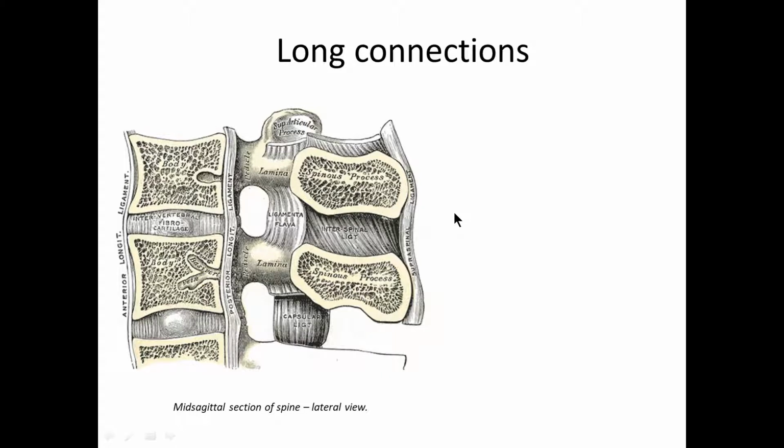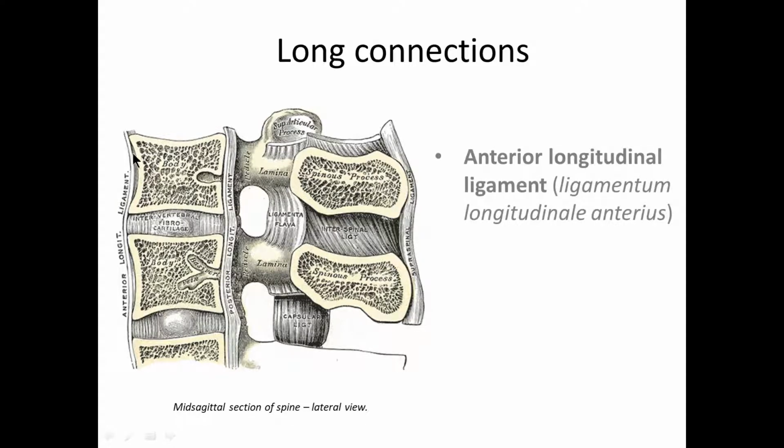A thin structure runs along the anterior surface of the vertebral body, the anterior longitudinal ligament. We have it here. It runs through the entire spine from the C1 to the sacrum.